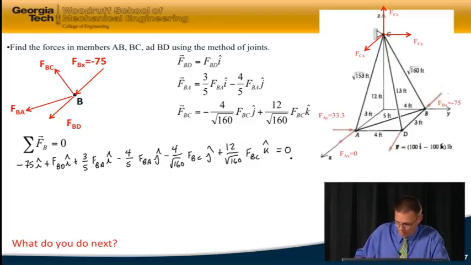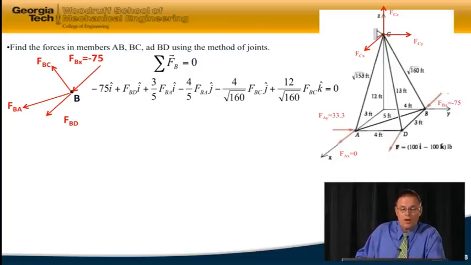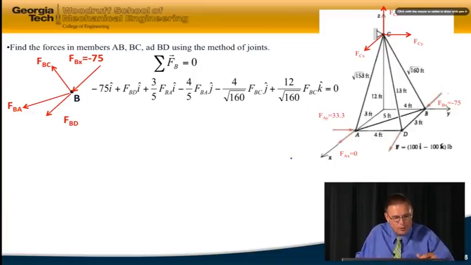So what you should say that we do next is solve for these unknowns by matching components. By matching components, I'm going to come up with three scalar equations, one for the I, one for the J, and one for the K direction. I have three unknowns, so I should be good to go. So I'll do the K components here to start.